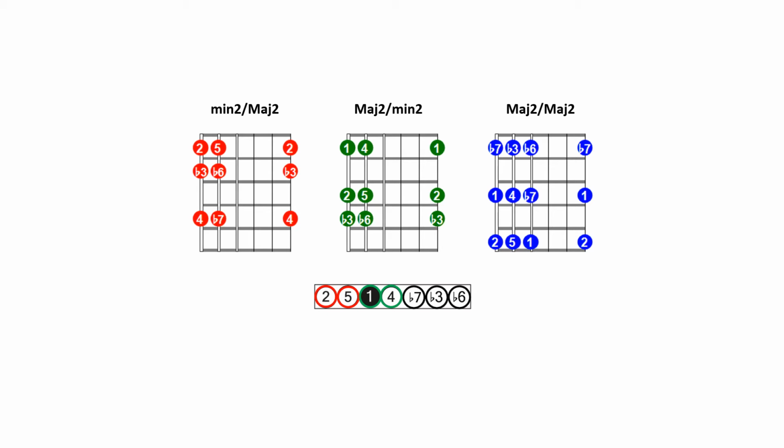From the last three intervals in our pattern of fourths, namely flat 7, flat 3, and flat 6, we have two successive major seconds on each string. They are flat 7, 1, 2, flat 3, 4, 5, and flat 6, flat 7, 1.